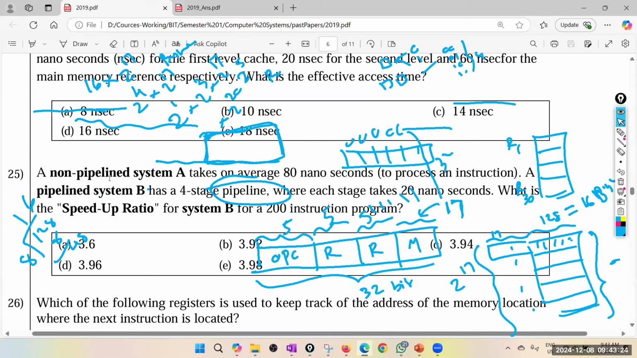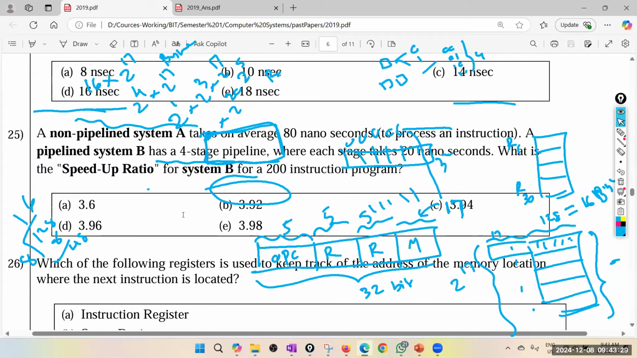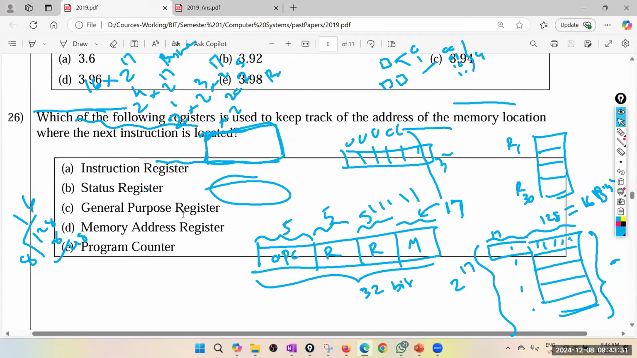Right. So still we have not done the pipelining. Pipelining we'll do today. Speed up ratios. Right. Any questions about that? So you need to do some more past papers. Then you will see similar questions. So that will give you that confidence gradually.